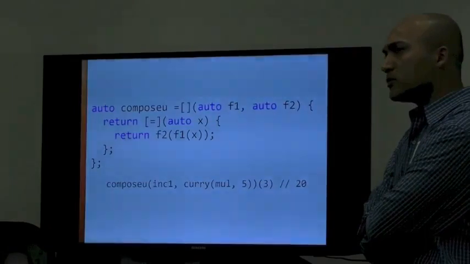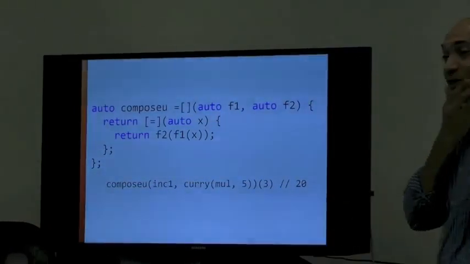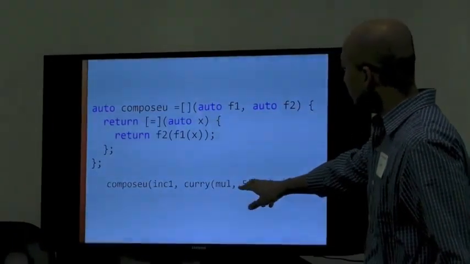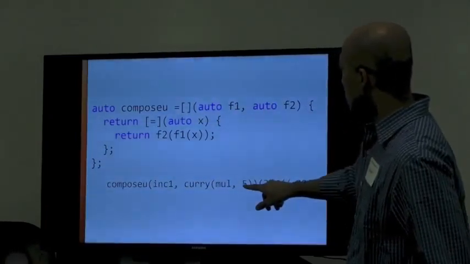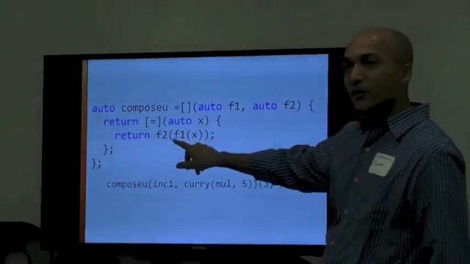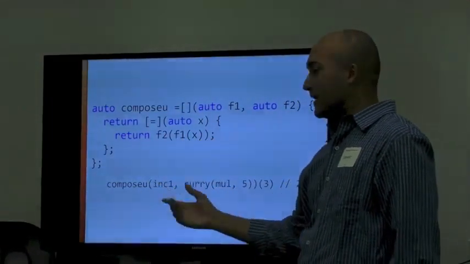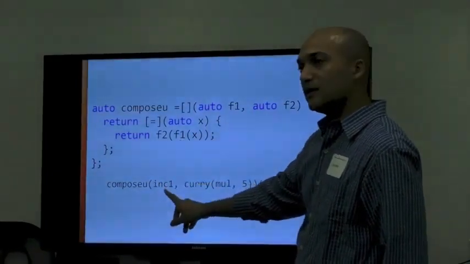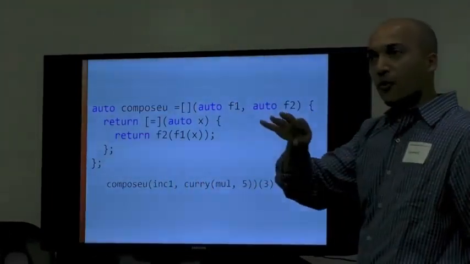Yeah? I keep on getting 16. Come again, 16, or about 16? I get 16, not 20, so I must be doing it in the wrong order. Okay, let's go through this. It's a left to right, right to left thing, I think. Whatever is passed here, which is F2, should multiply by 5. Actually I think you're right. No, it's F1. F1 is applied first, right? To x. So what's F1? It's inc. So take 3, increment it, make it 4, then multiply it by 5.